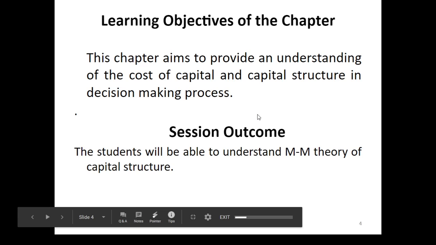The session outcome is, as a student, you will be able to understand the theory of capital structure, what the assumptions are, what the propositions are, and what the drawbacks and conditions of this approach are. Here we are going to see.